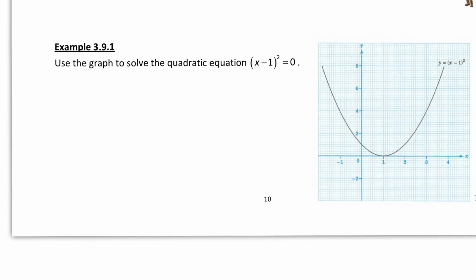Example 3.9.1. If we know the quadratic graph, y is equal to (x minus 1) squared, I want to solve this quadratic equation. Comparing these two equations, y is equal to 0. I can find the point on the graph when y is equal to 0, that means this point. What's the corresponding value of x? So the answer is x is equal to 1.0. Next page.